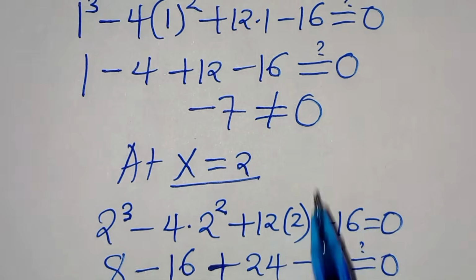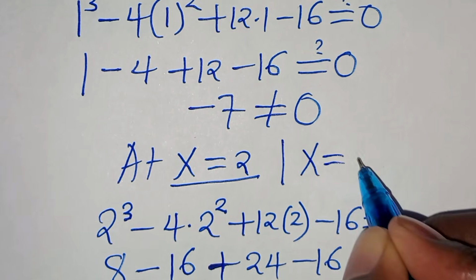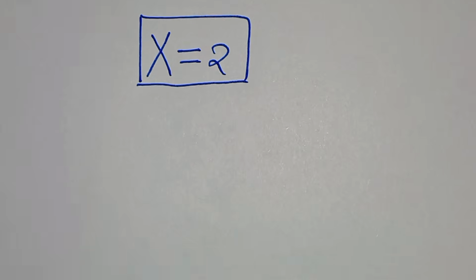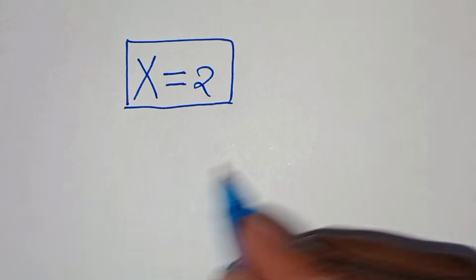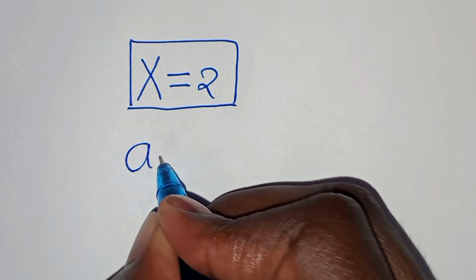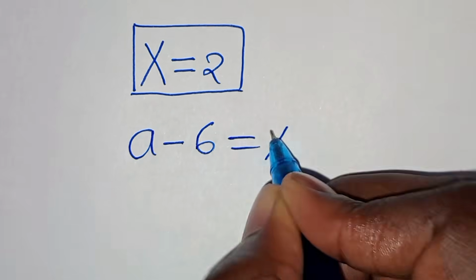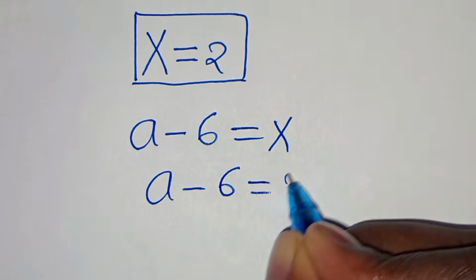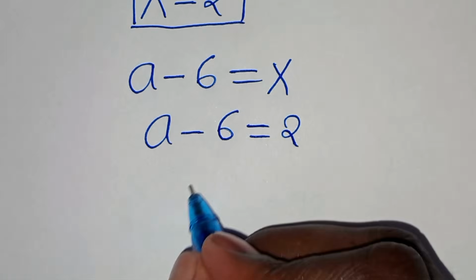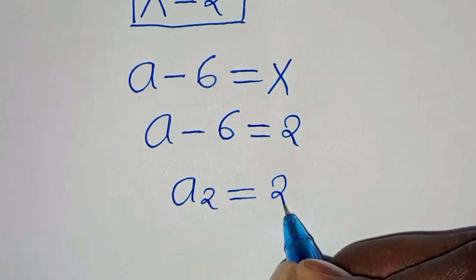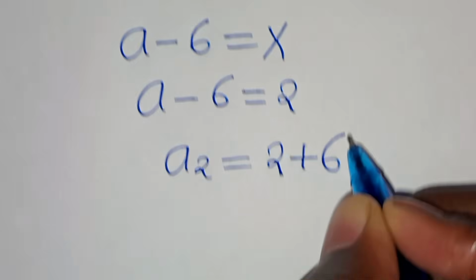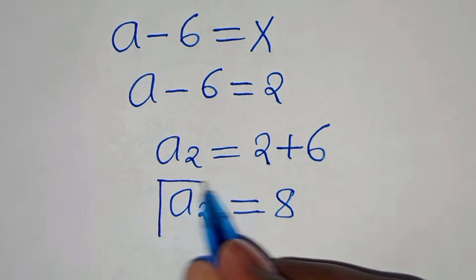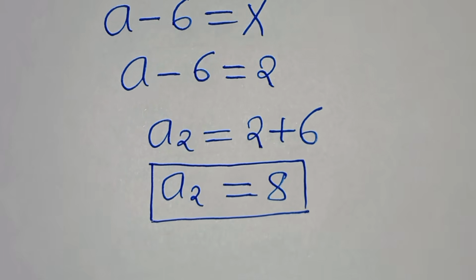So this means that x is equal to 2, and therefore from here, we can also solve for the value of a. So we have x is equal to 2 here, so we can solve for a. Now we have a minus 6. This is equal to x. So this is a minus 6. This is equal to 2. So that a2 is equal to 2 plus 6. And this means that a2 is equal to 8. So this is the second value of a that we have.